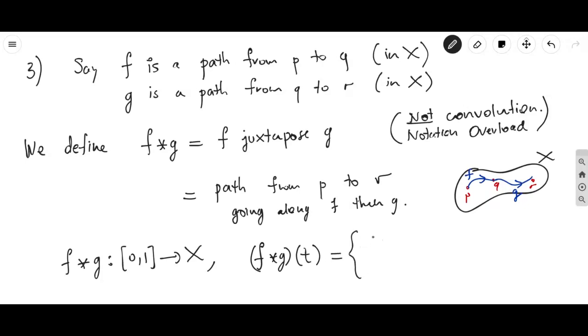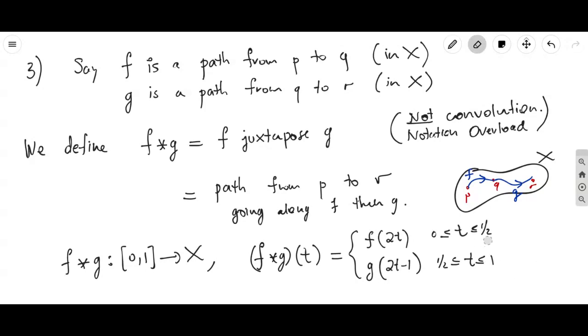It's a piecewise definition. This is F of 2t. You see, the definition of a path always requires us to go from 0 to 1. That's the way we've decided to set up our definitions. So if we're always going from 0 to 1, we sort of travel twice as fast along F, so 2t. This is for t between 0 and a half. And then this should be G of 2t minus 1 for t between a half and 1.